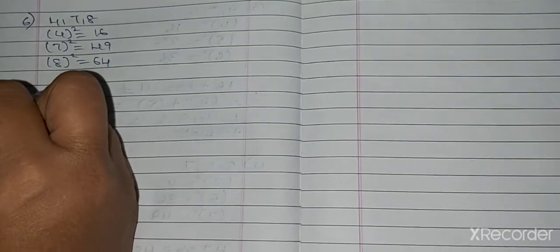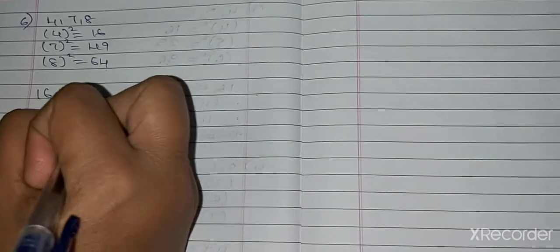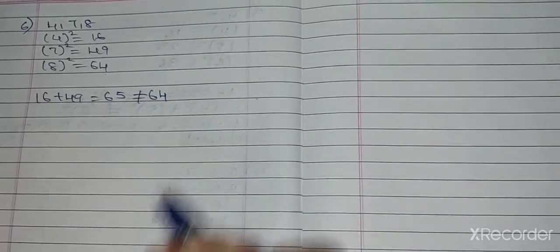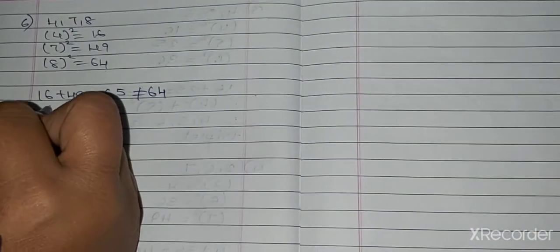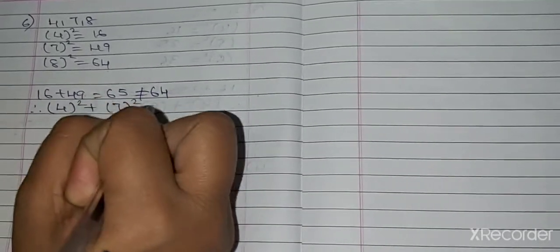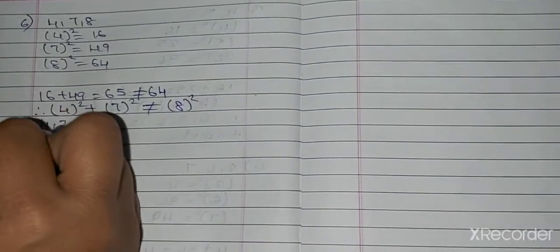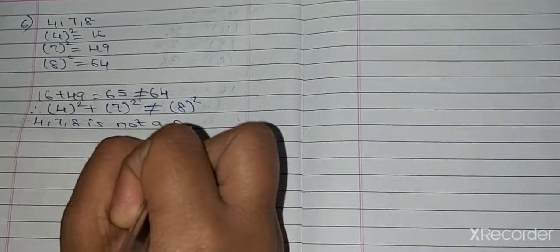Let's see how. 16 plus 49 will give you how much? 65. Is it equal to 64? No, it is not equal to 64. Therefore, 4 square plus 7 square is not equal to 8 square. Therefore, 4, 7, 8 is not a Pythagorean triplet.